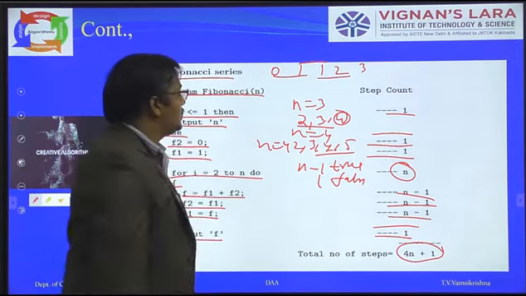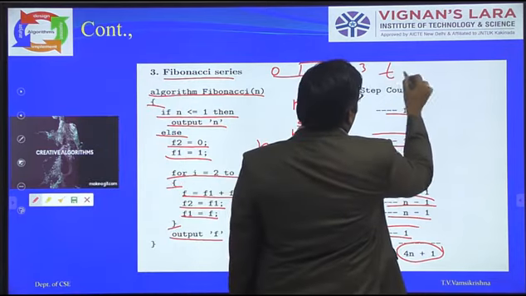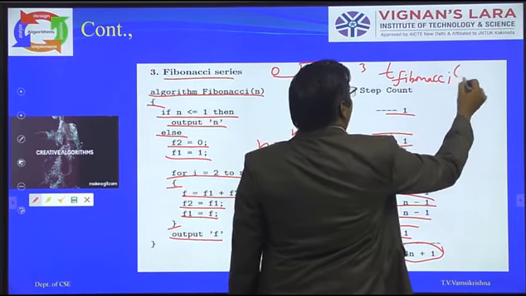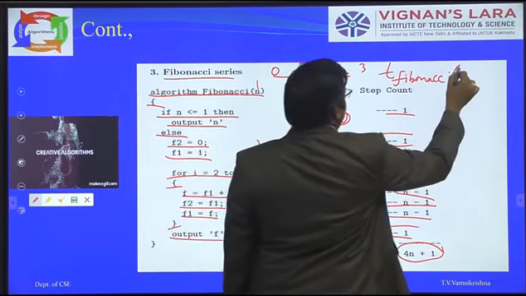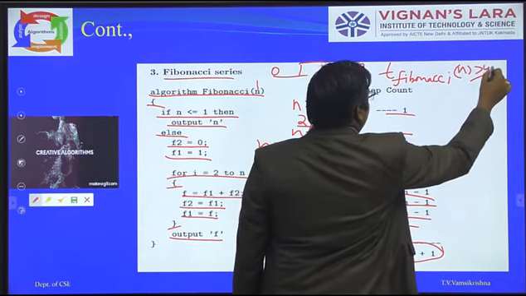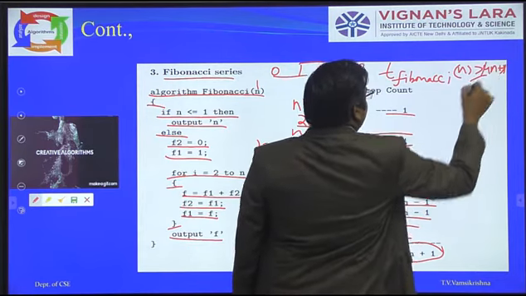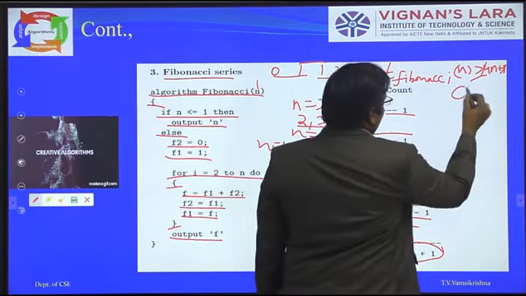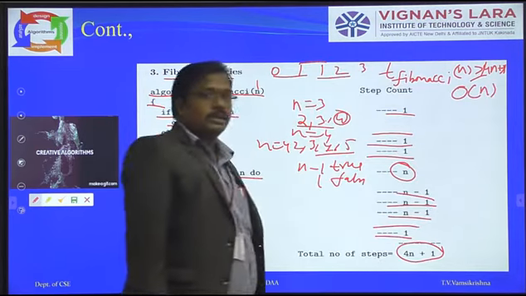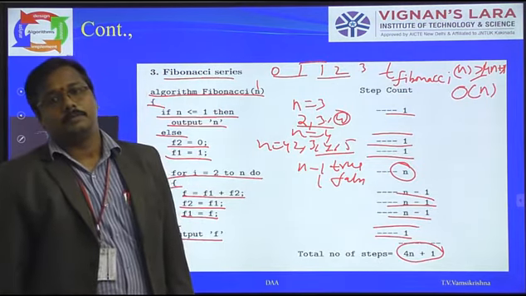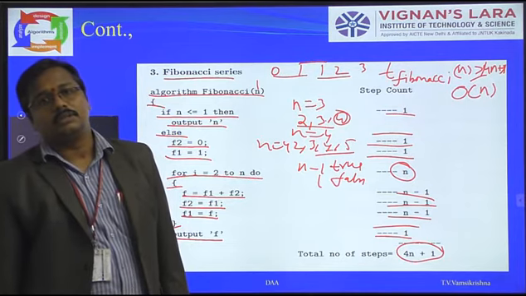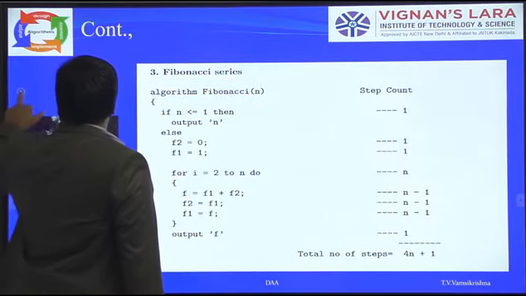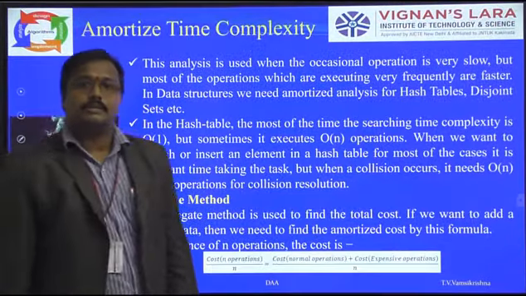How do we represent this? T of Fibonacci of instance characteristic n is greater than or equal to 4n plus 1. What are we doing? 4 is constant, 1 is constant. So totally you can say the time complexity of this operation is big O of n. So this is the last example related to time complexity.